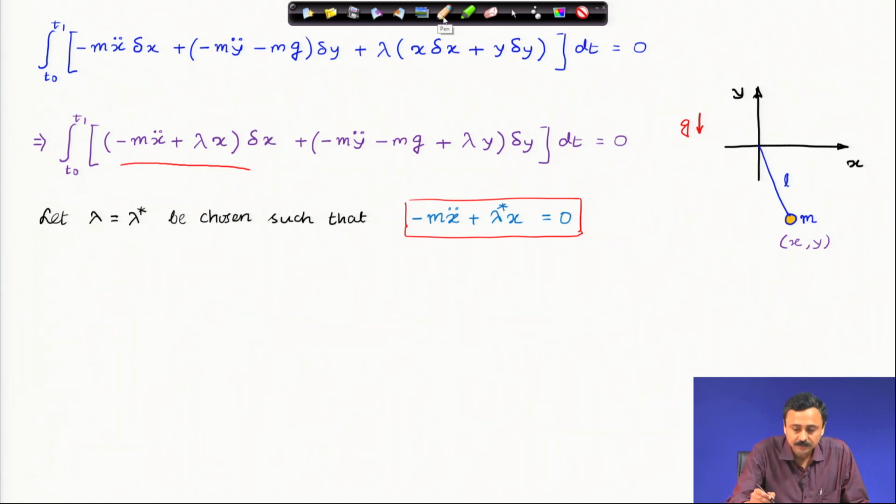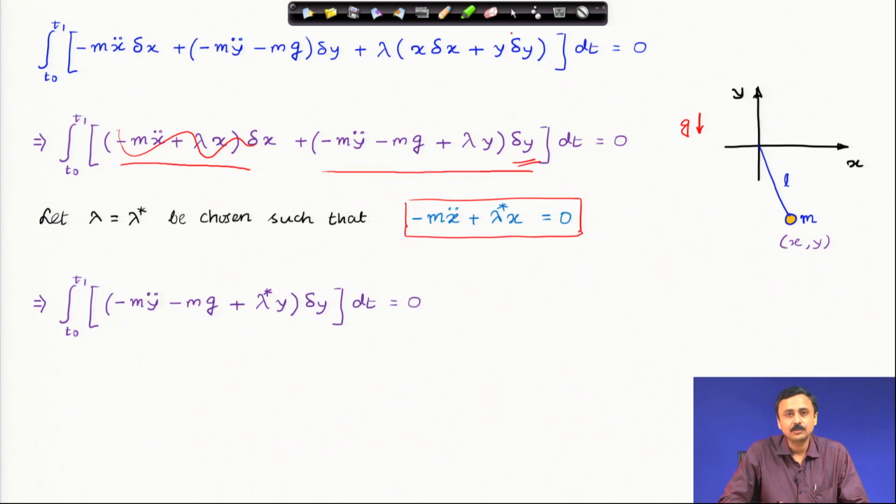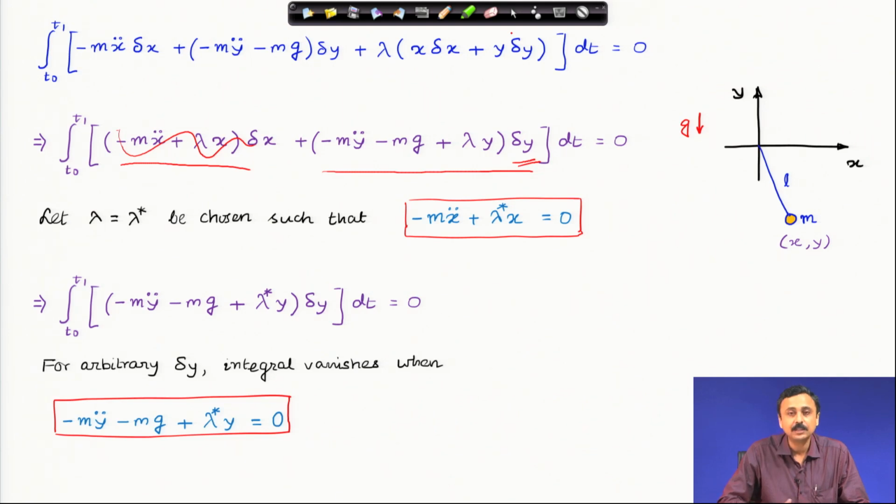Then what am I left with? I do not have this, this goes to 0. So, the whole term drops out from my variation. Now, what is left is this, and in this I will say delta y is arbitrary. Therefore, if the integral is to vanish, the coefficient of delta y must vanish. Now, this is what we are left with, and here delta y can be chosen arbitrarily. If delta y is arbitrary and the whole integral must be 0, then the coefficient of delta y must be 0. Now, this is an argument, the whole argument broken in two parts.